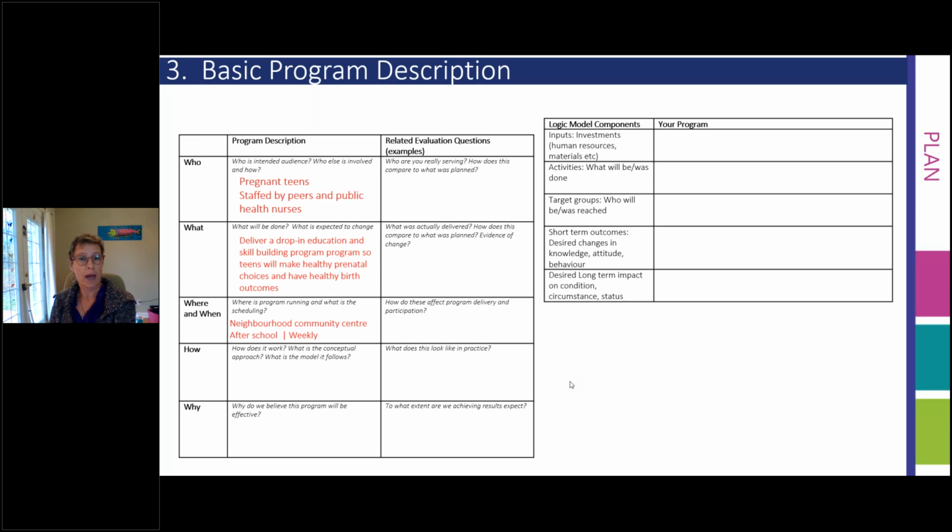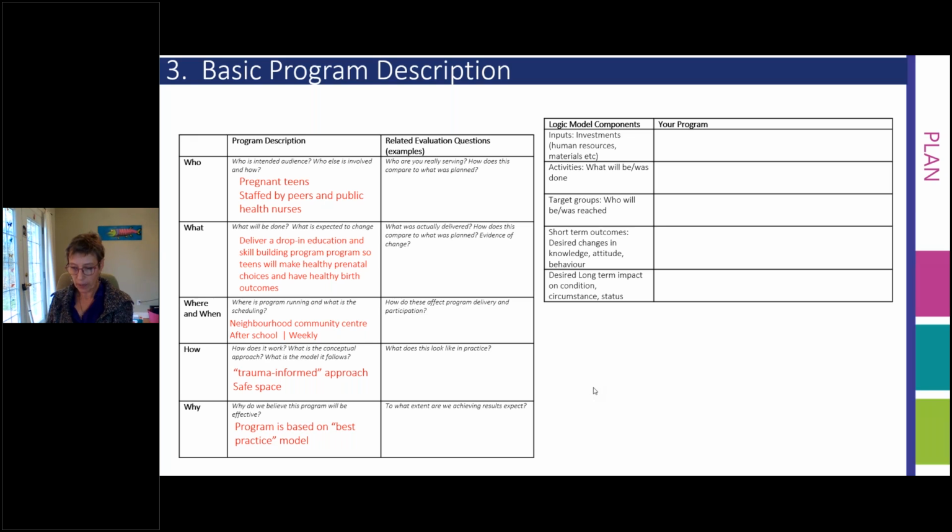And how does it work? We know from our work with teens that trauma-informed is important. They need a safe space. And why do we believe this will be effective? Because of our research when we were developing the program, we found this to be a best practice. And from that, there are related evaluation questions. Are we actually serving pregnant teens? What was actually delivered? How does this compare? As we move to the next slides, we'll see how that plays out in the next part of evaluation planning.